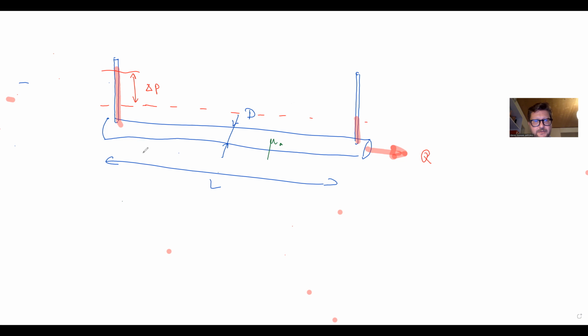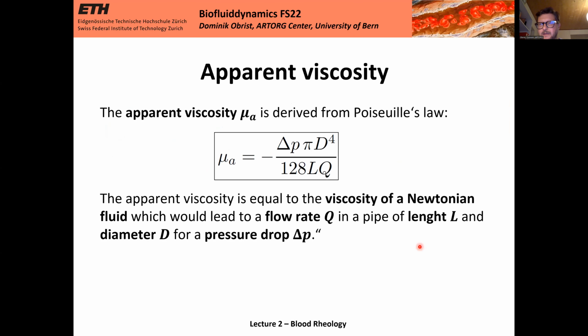Let's move back to the slide here. So this is the apparent viscosity. Whenever we look at plots in the following, we will show the apparent viscosity.